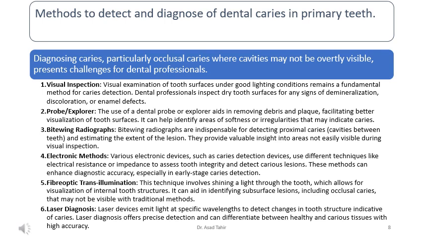Bite-wing radiographs. Bite-wing radiographs are indispensable for detecting caries, cavities between teeth, and estimating the extent of the lesion. They provide valuable insight into areas not easily visible during visual inspection.